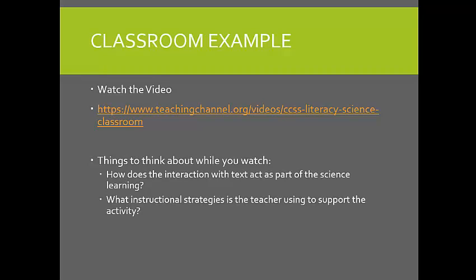And as you watch the video, I want you to think about two things. One is how the interaction with text is acting as part of the science learning in this video. And the other is what instructional strategies the teacher is using to support the activity. So as you think about those two things, that'll help you prepare for the reflection discussion, or the reflection questions. Enjoy!